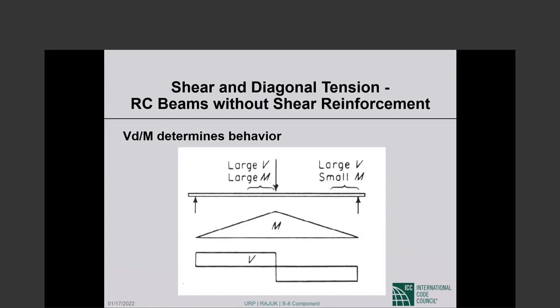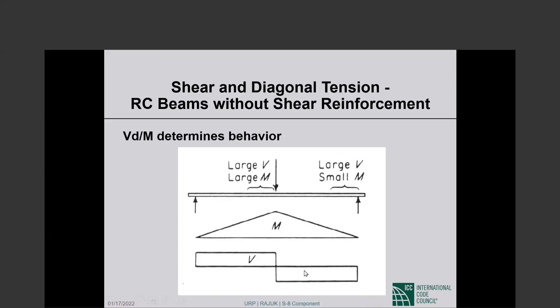Okay, now a few things that are good to appreciate. Typically the ratio V D over M, where V is the shear, M is the corresponding moment at the section, and D is the effective depth. It's a unitless number, a non-dimensional quantity. Okay, VD over M, and VD over M tells you about how a beam is going to behave. At least there are some indications as to how it will behave if you look at the VD over M ratio.